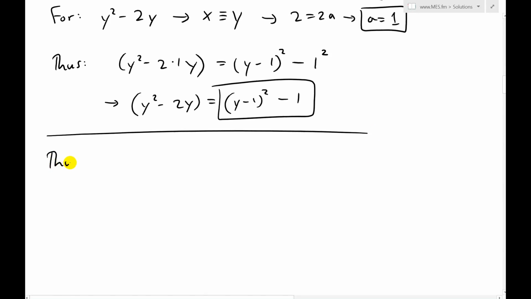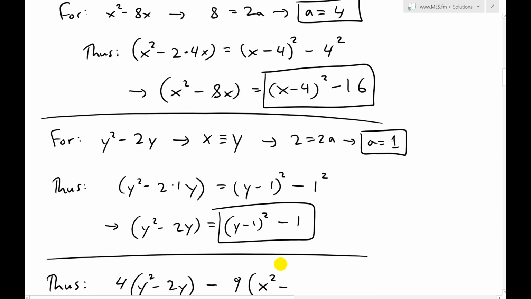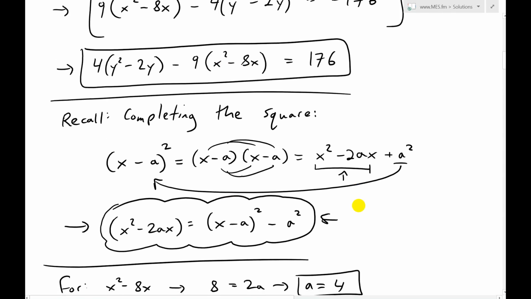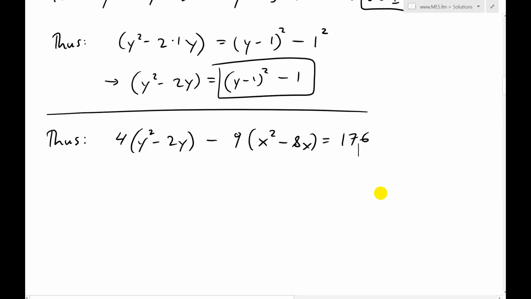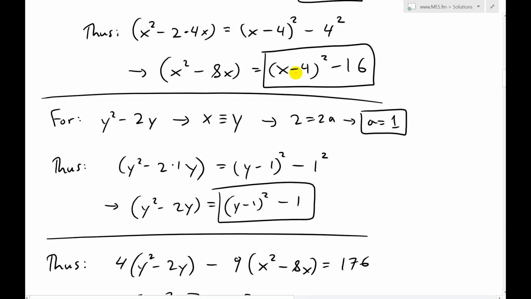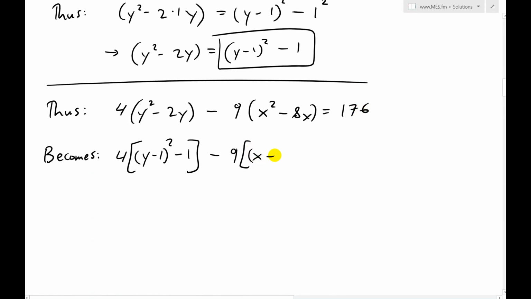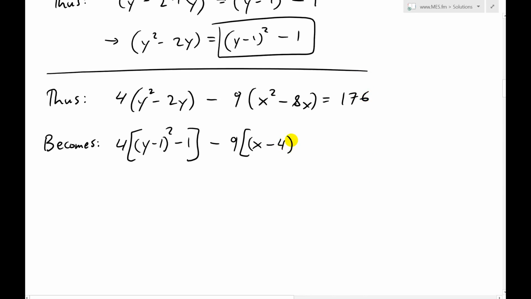So thus what we have is, let's write the old formula for y squared minus 2y. And then, if we recall, this is going to be subtracted by 9 times the x squared minus 8x, like that, and equals 176. Now what we'll do is write the formula above as 4 times y minus 1 squared minus 1, in brackets, like that. And then minus 9 times the x squared minus 8x, which is x minus 4 squared minus 16, like that, equals 176.